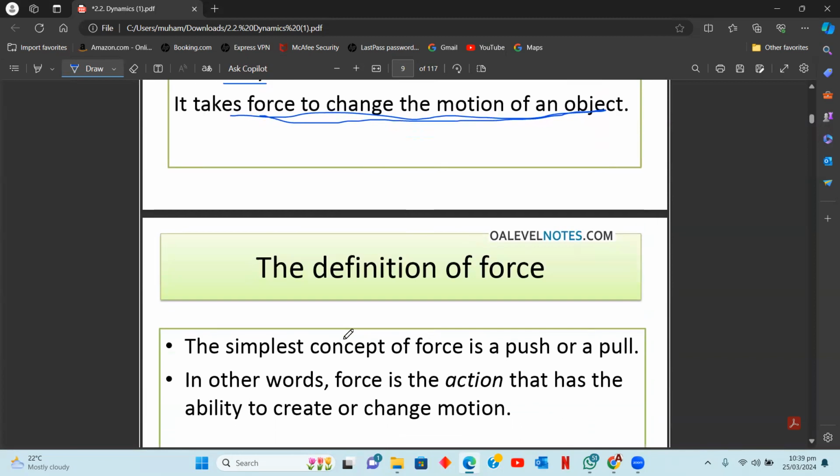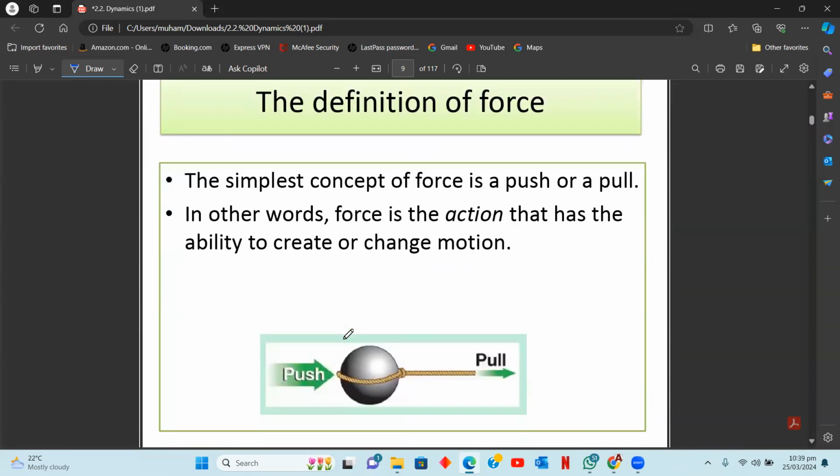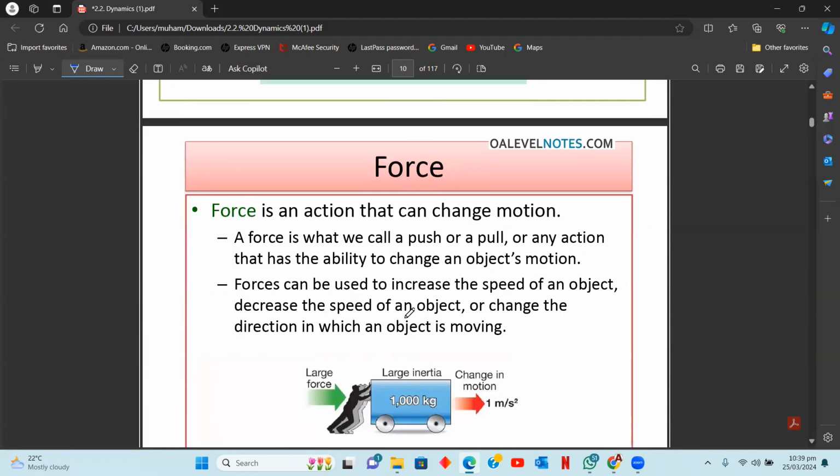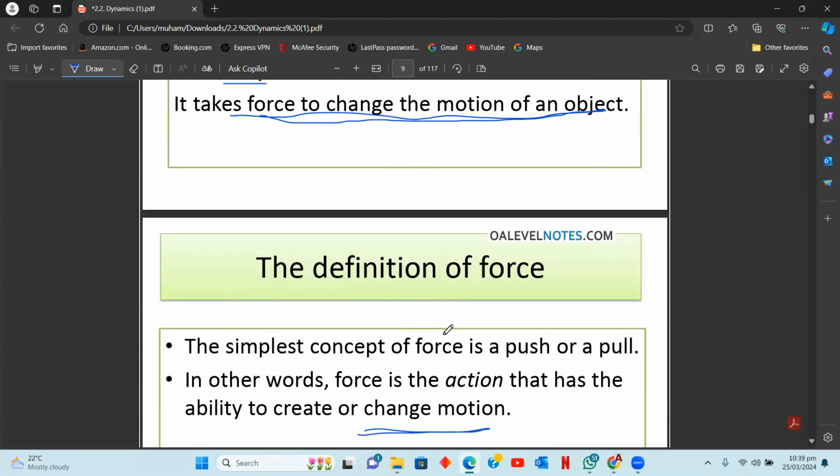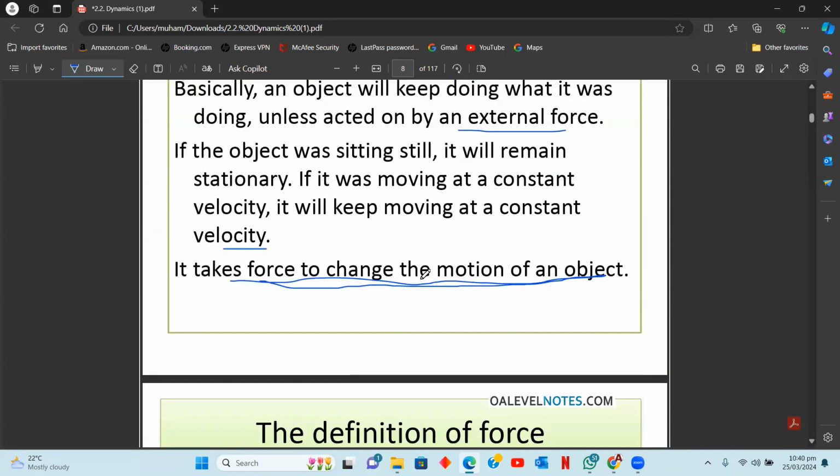Now, what is force that is basically causing all of this to happen? It is basically the simplest concept of push and pull. The action that has the ability to create or change motion, an action that produces a reaction. Before getting into the discussion of force, I'm going to spend some more time on Newton's first law. For example, we also talk about straight line motion in the first law of Newton.